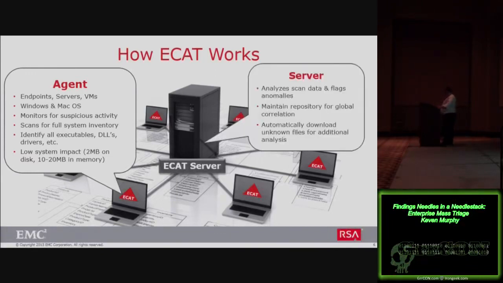The server itself is going to analyze the data, and it's going to flag for anomalies. So basically we have IOCs. It's behavior-based alerting. For example, if a said process creates an at job and then runs a shell, you can create an alert for that. It's also going to automatically download any unknown files. And at the ECAT server, from there, you can take a look at the files and determine if it's good or bad.